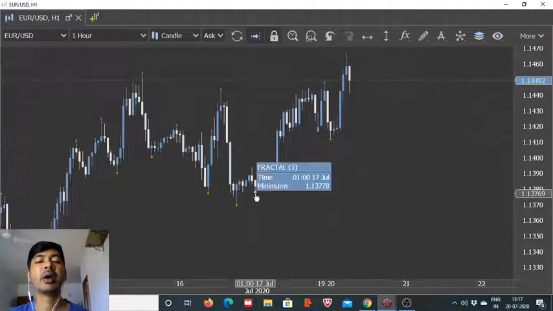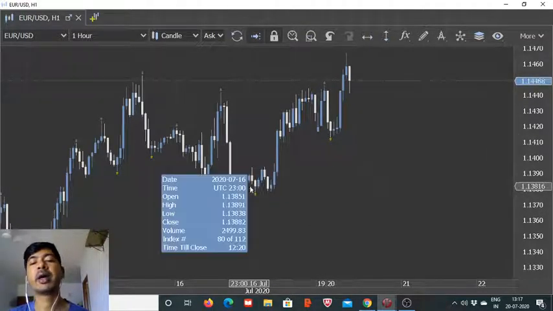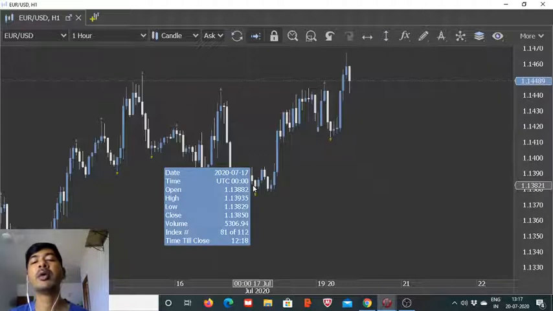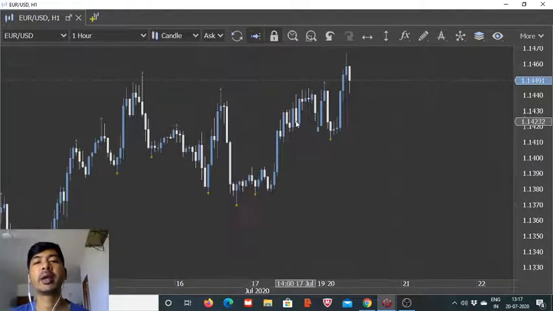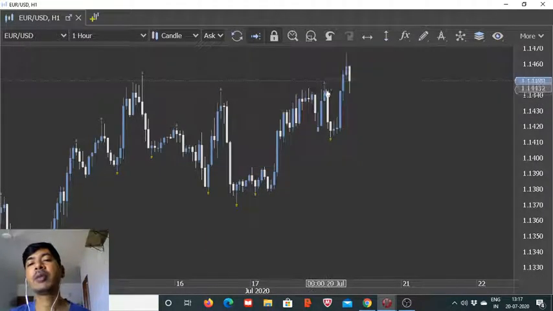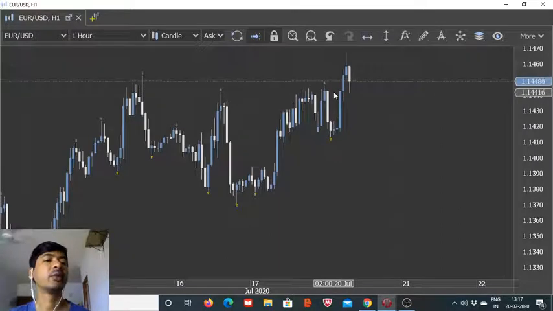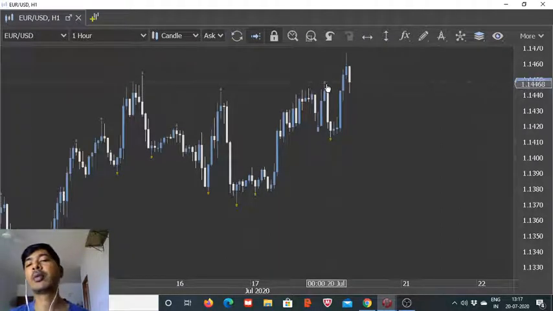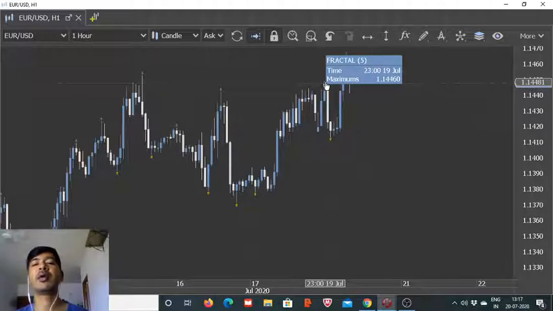In case of a minimum, the prior as well as successive candles should have the higher minimum value, and in case of a maximum, the prior and the successive 5 candles should have lower maximum value, and only after that will we have this confirmation, and this fractal will be formed.